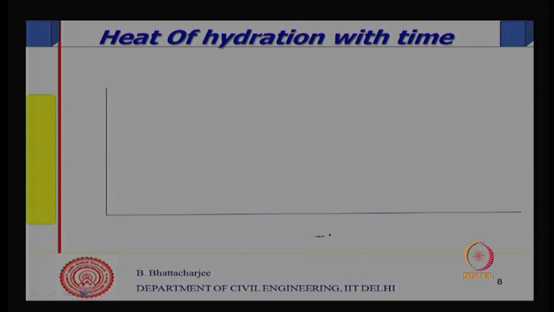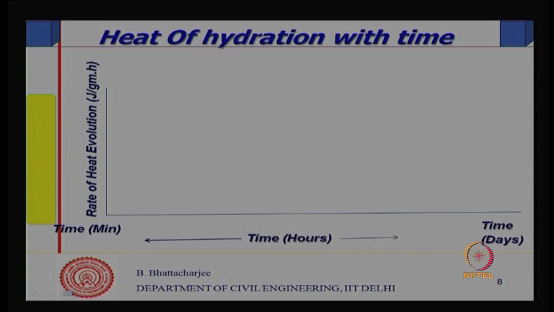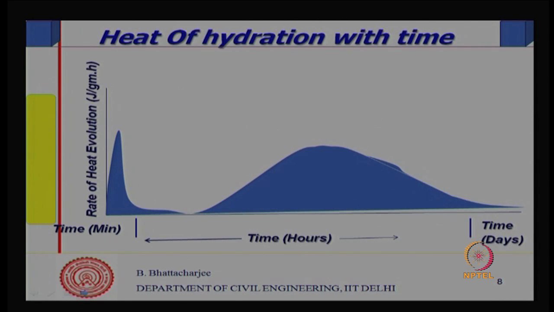Next, we look into heat of hydration with time. Because we have seen the contribution of each compound of cement to heat of hydration, but with time, how is the heat of hydration evolved? Let us look at it. This side is time in hours, and that side is rate of heat evolution. Well, the initial phase is of course in minutes, then in hours, then in days. Now, this is how the heat of hydration would look like.